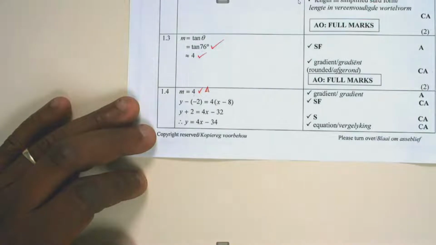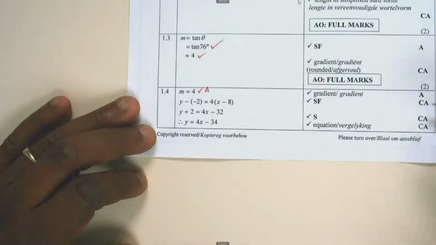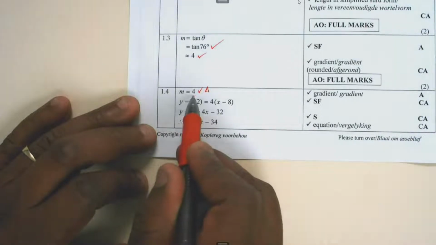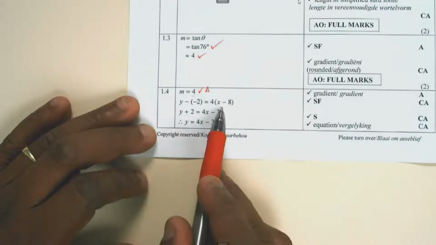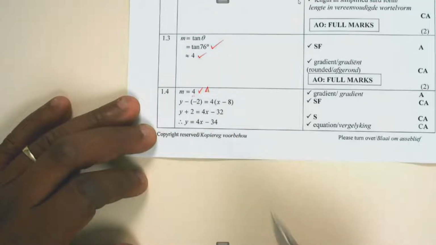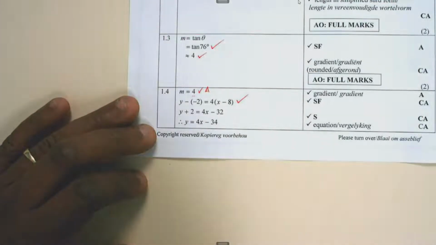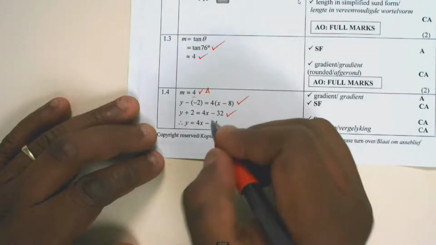Now what will be the next mark allocation? It will be for substitution in the formula. Look, the first mark is an accuracy mark, but the remaining ones are continuous accuracy. Therefore, if the learner's gradient is incorrect, but it is correctly substituted in the formula here, where the point -2 and 8 are used, the learner will get a mark for the correct substitution, and the following mark will be for simplification, and the last mark will be for the equation.